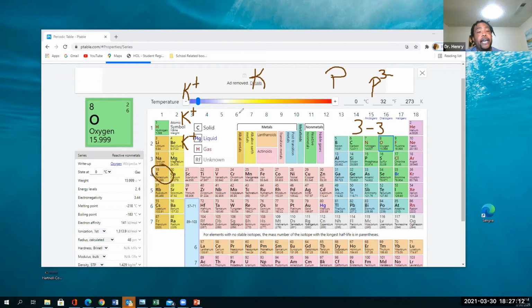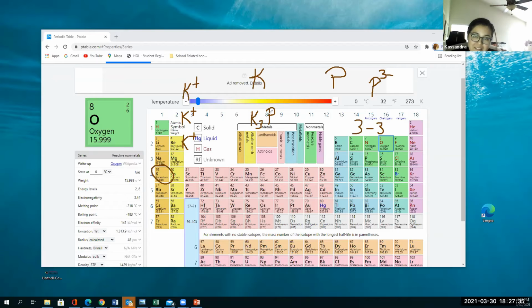So then when they come together, because positives and negatives, what happens? They attract. They're going to come together, but it's going to take 3 of them to balance out phosphorus. Okay, that makes kind of sense now. Makes sense? Yeah, it's coming together. That's good.